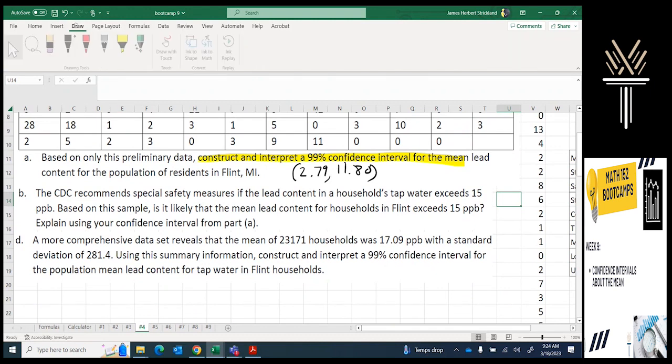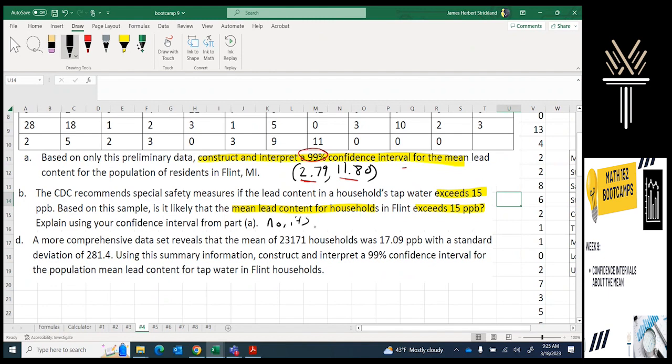So now we're going to use this interval for something. And it says that the CDC says anything greater than 15 is essentially toxic. And so based on our information, is it likely that the mean lead content of our households is greater than 15? Well, we don't know what the mean is, but we're 99% confident in our method that it's somewhere between 2.7 and 11.8. So would something like 15 make sense? Is 15 between these numbers? Is it really possible? Based on our findings, we're going to say no.